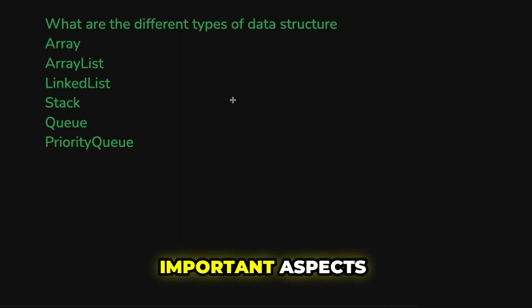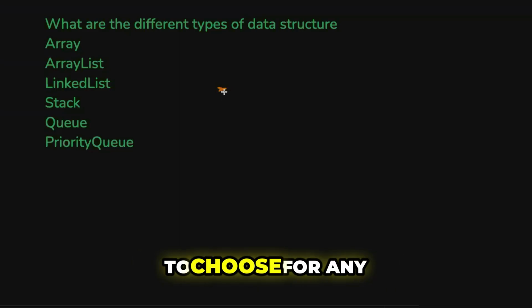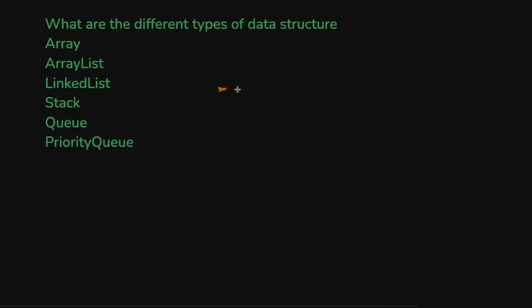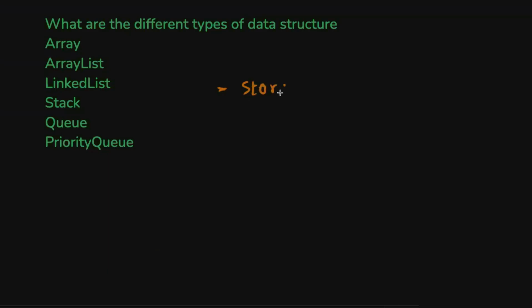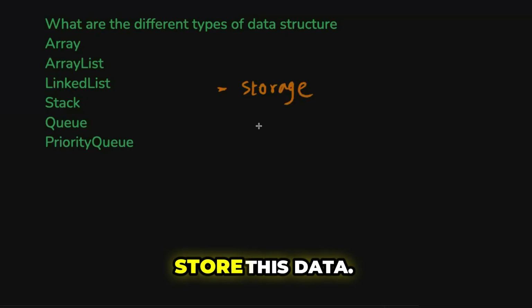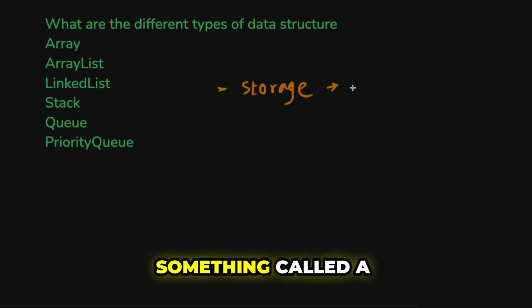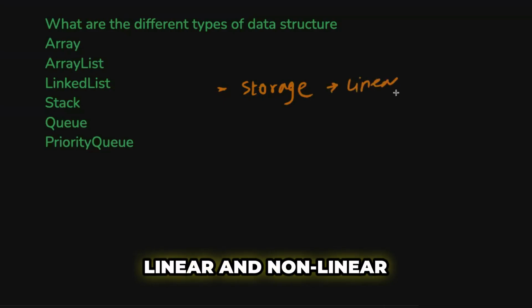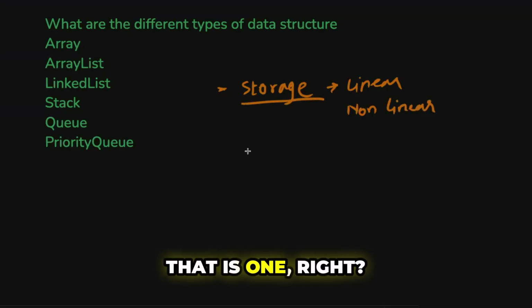There are two important aspects for this data structure that we want to choose for any problem. One is the storage: how we want to store this data. In storage there is something called linear and non-linear. That is one. Based on that, we have some data we want to store somewhere.